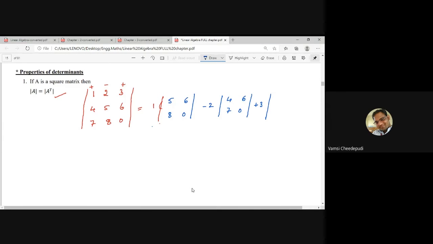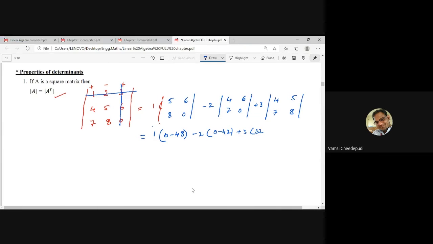Sir, when you are coming to the third element, +3, you have to delete the row containing this 3 and delete the column containing this 3. Then I will have 4, 5, 7, 8. That answer will be the cofactor of that matrix. Now what will I get? 1 into 5 into 0, 0 minus 48, AD minus BC I am doing, minus 2 into 0 minus 42, plus 3 into 32 minus 35.